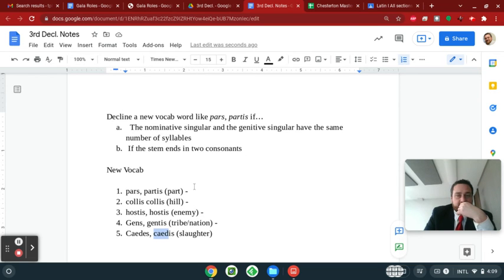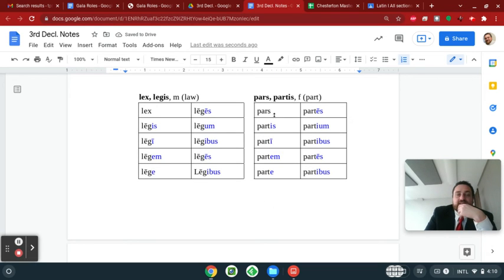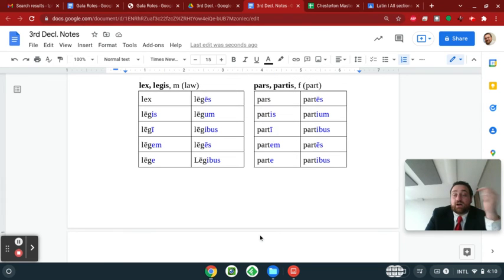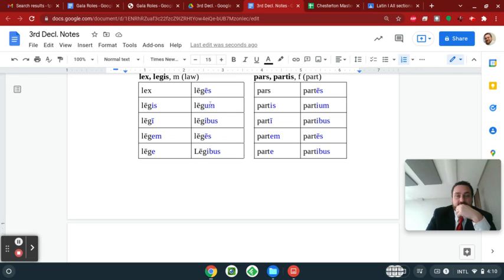And it looks like the stem is caed, so the last two letters are e d. So it's not reason B. The stem does not end in two consonants, but caedes, caedis, three syllables each. So guess what? Caedes is an I stem noun. It's going to be declined like pars partis. So that means if we ever needed to say of the slaughters, we would say caedium, not just caedum.